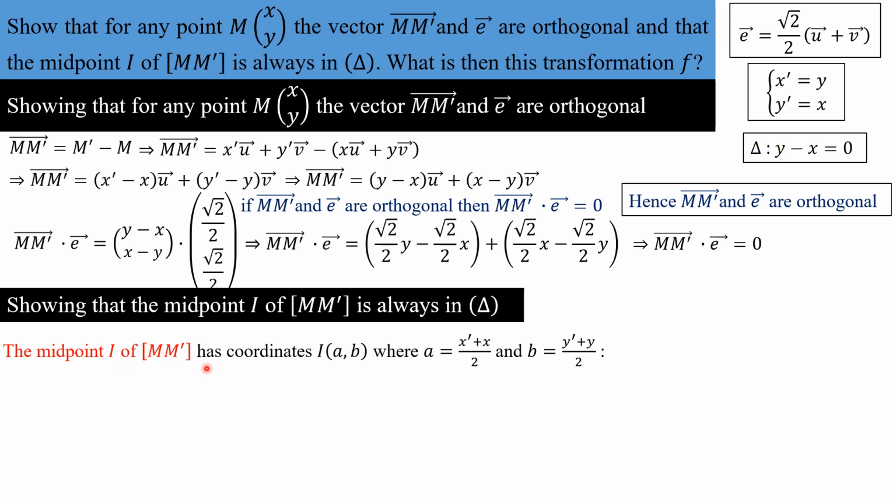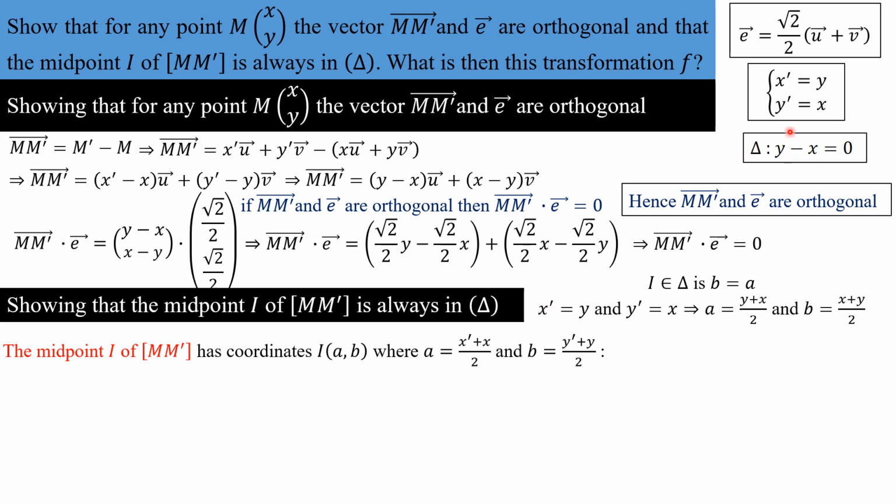So the midpoint I has coordinates, let's just say (A, B), where A is the sum of the x coordinates of M and M prime divided by 2, and B is the sum of the y coordinates of M and M prime divided by 2. Now for I to be in delta, B should be equal to A, because delta is the line y minus x equals 0, meaning y is equal to x. So here the y coordinate is B and the x coordinate is A. To prove that I is in delta, we just need to prove that B is equal to A.